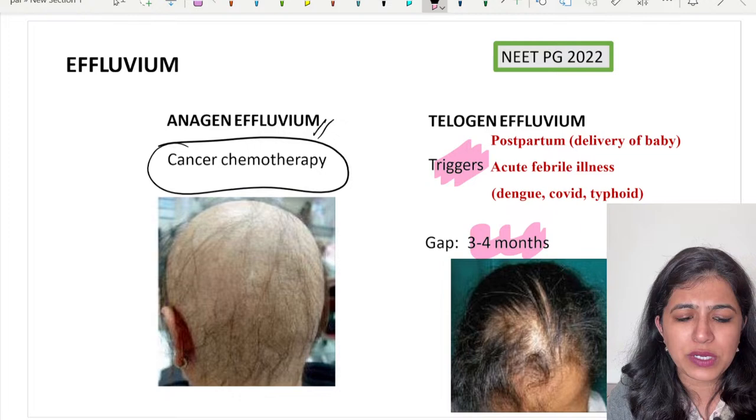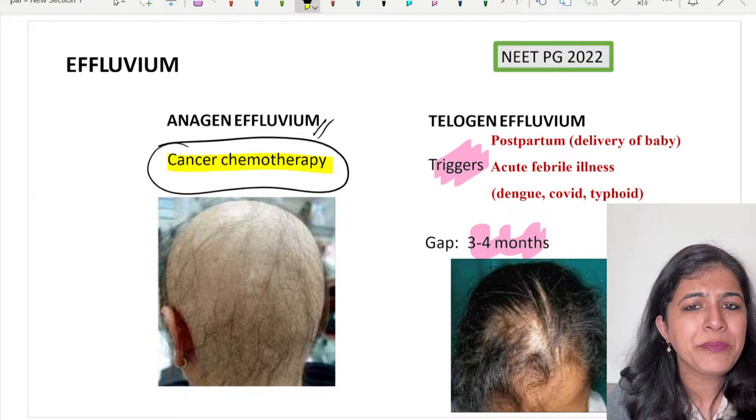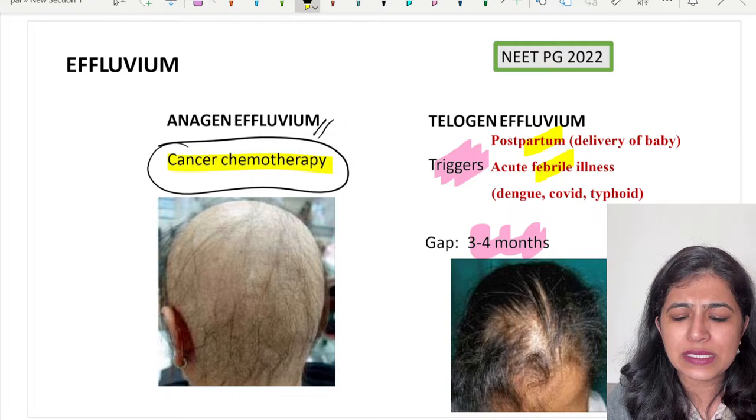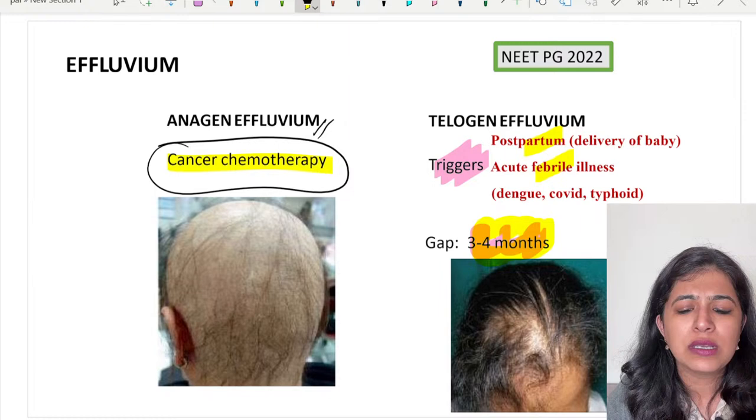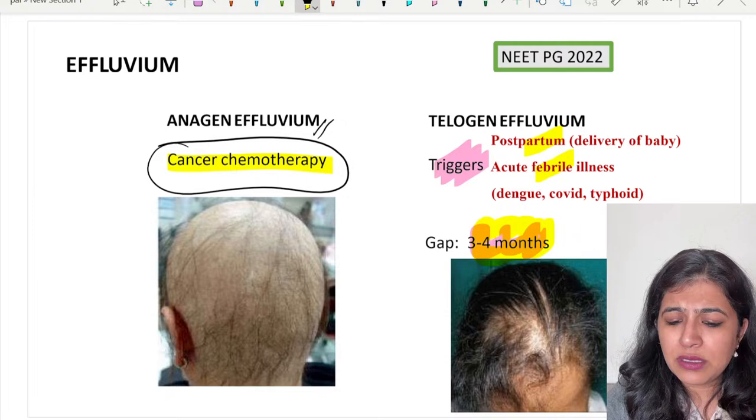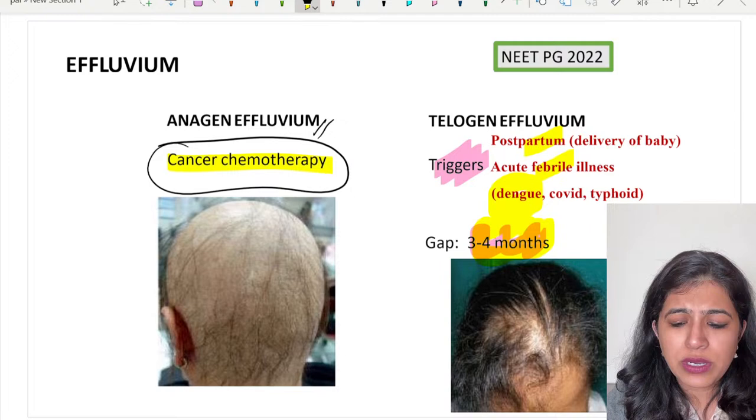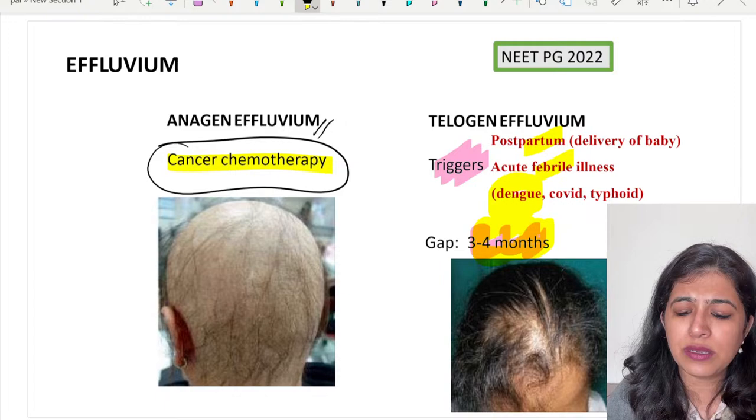Cancer chemotherapy, anagen effluvium. Any trigger like delivery of a baby, acute febrile illness, then there is a specific mention of a gap of 3-4 months, then the answer is telogen effluvium. This year in July, August, September, there was a lot of dengue, especially in North India. So please remember, you may get a question with respect to dengue causing telogen effluvium.